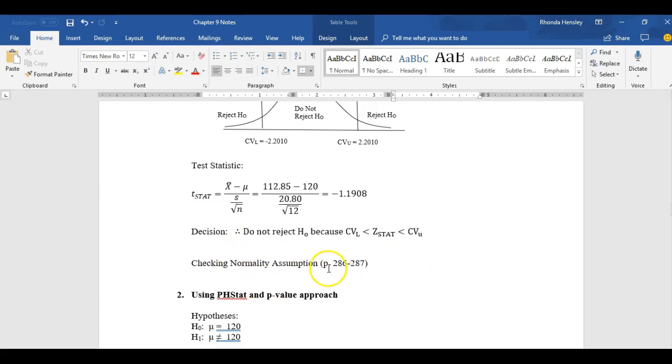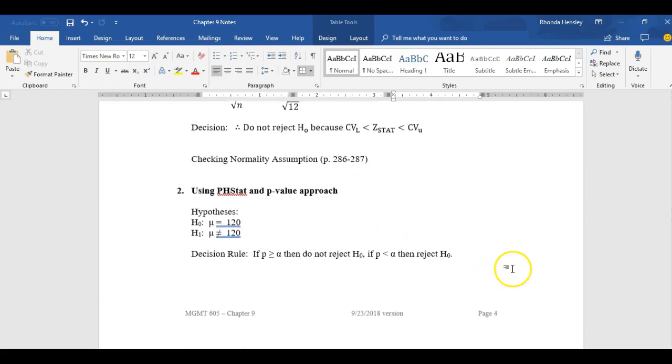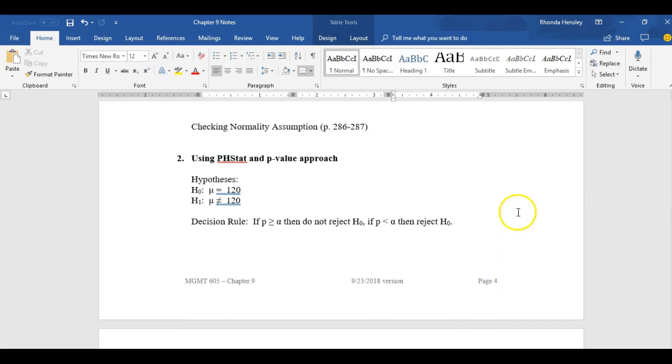There's a section you should read over on pages 286 to 287 called checking normality. We've talked about this before, back in chapter 3, then in chapter 7, I think. So you should go back and review that. If you're not sure it's normal, you should check it out. For the p-value approach, we're not going to try to do that by hand with the t-distribution, because we have to estimate.